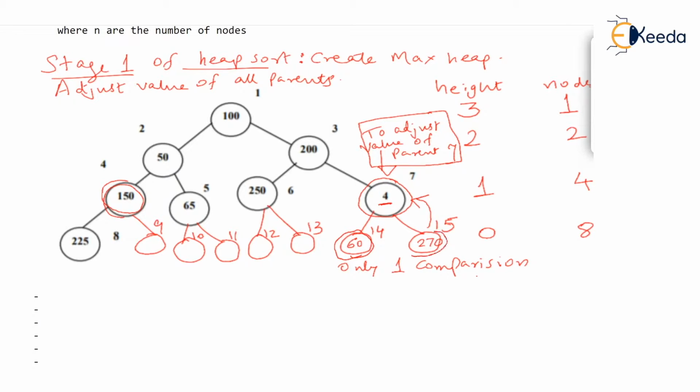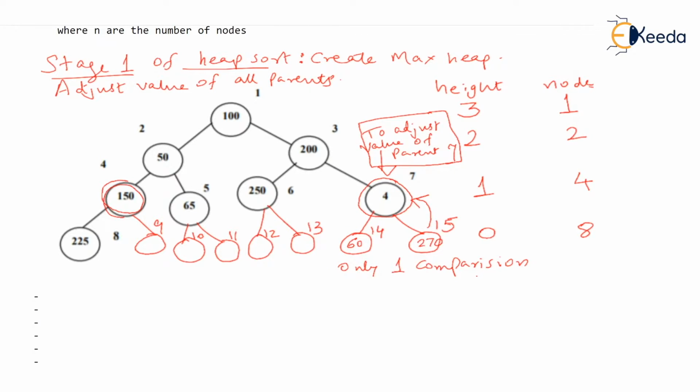So what you do is, this 270, which is larger, check that 270 is larger, is shifted up. So the 7th node is going to store 270 and 4 comes at the bottom here. Now just check that the 7th node, which is the parent of 14 and 15, is indeed larger than 60 and 4. But how many comparisons did you do to adjust this parent 7? Hardly one. I hope you will understand this point.